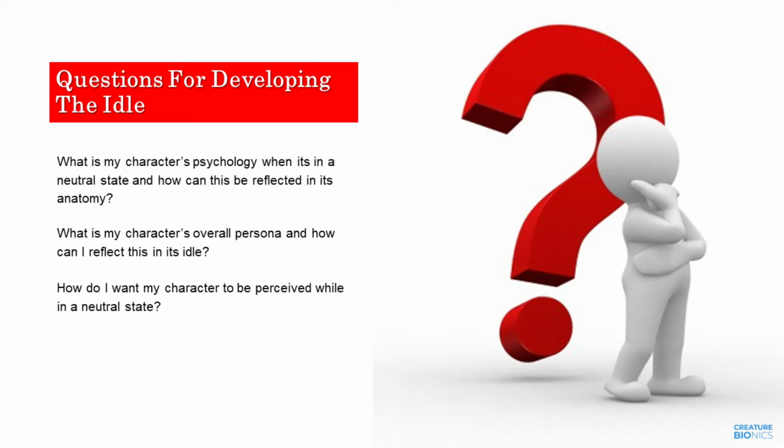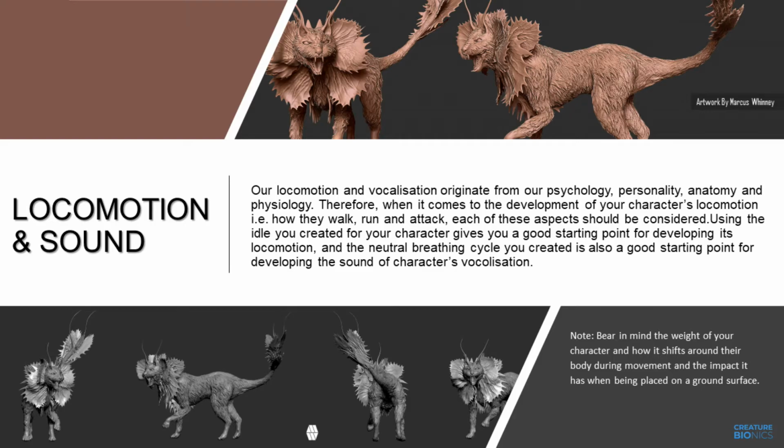Now we're going to move on to locomotion and sound. Our locomotion and vocalization originate from our psychology, personality, anatomy, and physiology. Therefore, when it comes to developing your character's locomotion, how they walk, run, and attack, each of these aspects should be taken into consideration. Using the idol you created for your character gives you a good starting point for developing its locomotion, and the neutral breathing cycle you created is also a good starting point for developing the sounds and character of the vocalization.